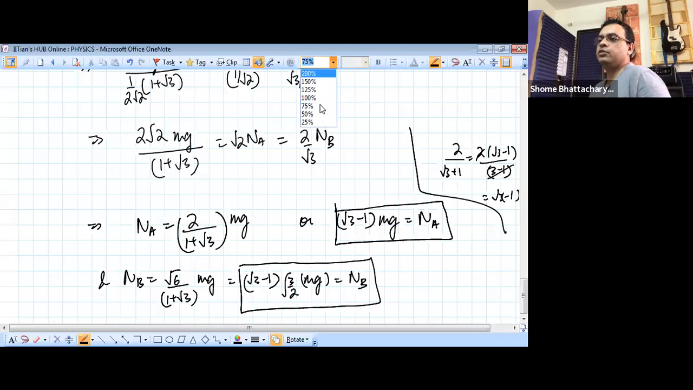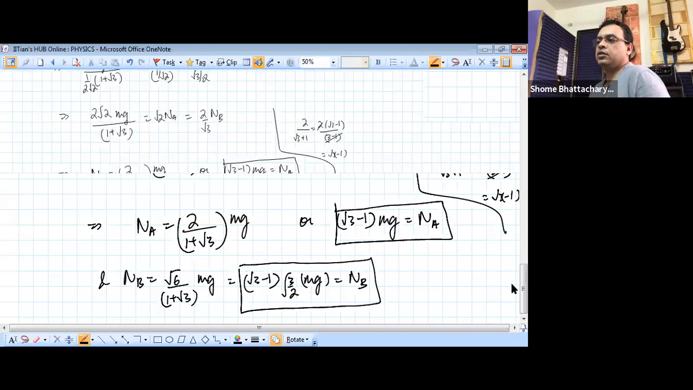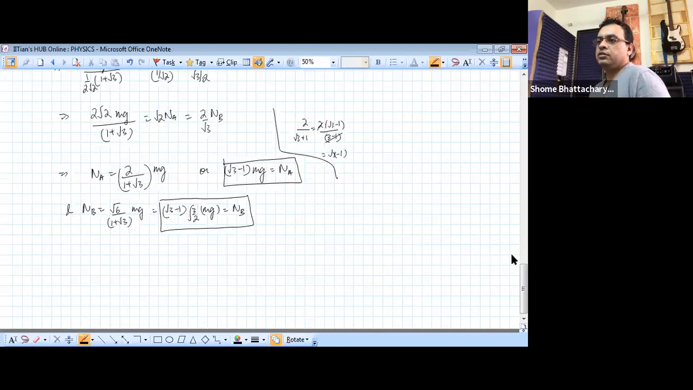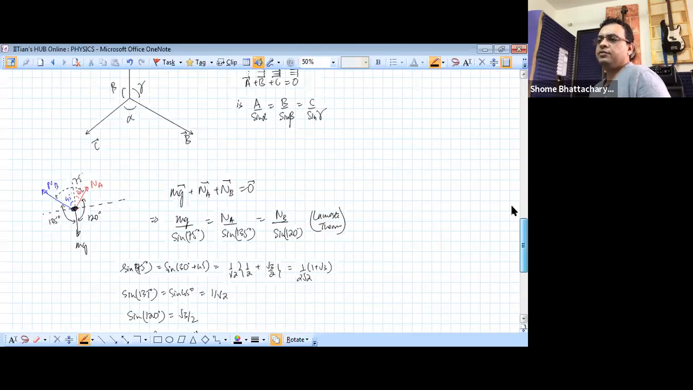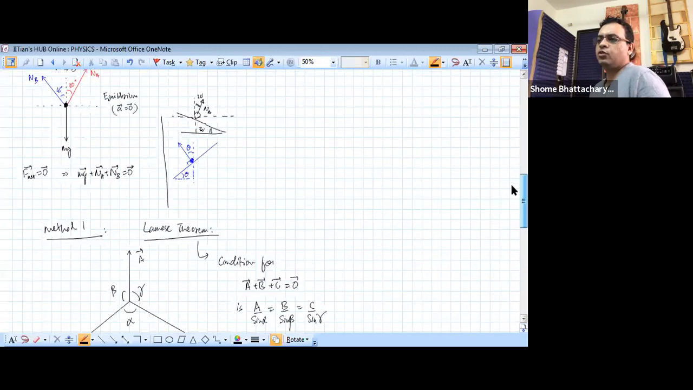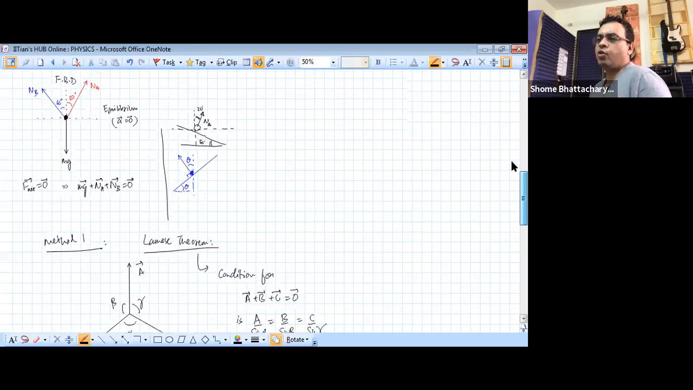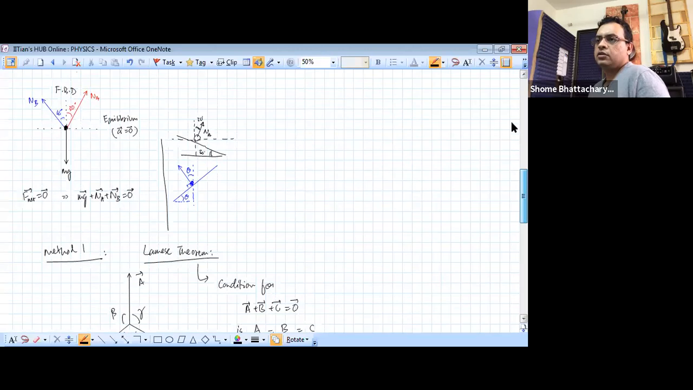Sorry, this is one method of doing the question, which is the Lami's theorem method. Okay. I'll just leave you to review the whole thing, including the statement of Lami's theorem. And we'll also see that there's another method of doing it, the normal method, which is the component algebra method. So I'll come to that also.